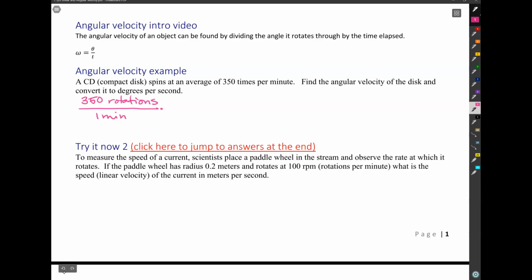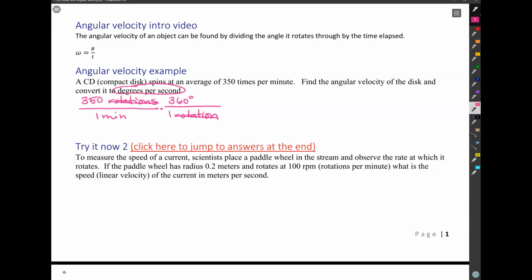So to make it angular, what I need to think about is the fact that I know how many either degrees or radians are in one full rotation. So I could do 2 pi radians per one rotation or 360 degrees per one rotation. Both of those would convert it to an angular velocity. Since I know that my goal is to get degrees per second, I'm going to go ahead and use the 360 degrees. So this cancels the rotations out, and this is now an angular velocity.